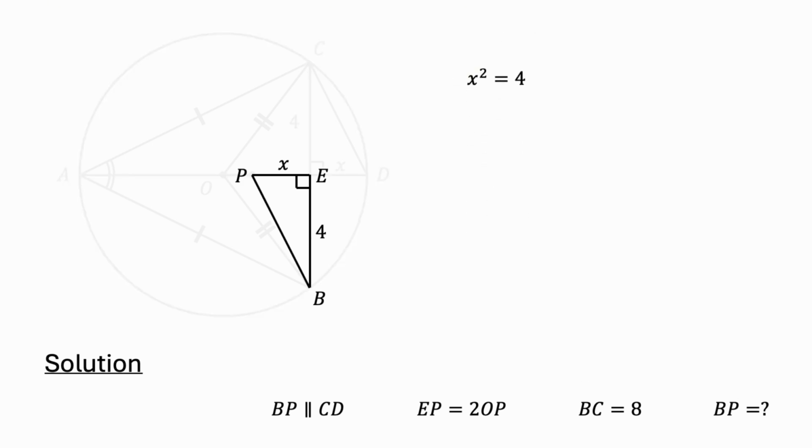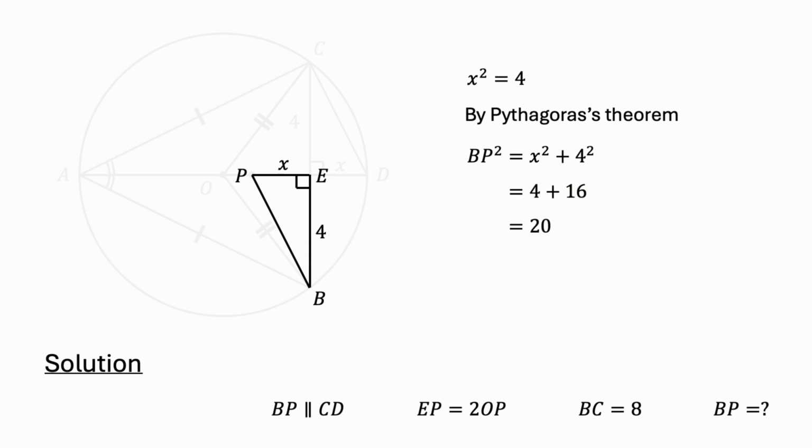Finally, consider right triangle BEP. By Pythagoras theorem, we have BP squared equals x squared plus 4 squared, which equals 4 plus 16, or 20. Taking the positive root, we have BP equals 2 square root 5 units, which is the solution to our problem.